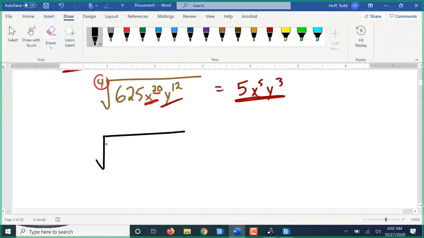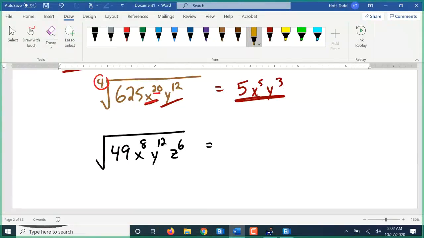So if we have a square root of 49, x to the 8th, y to the 12th, and z to the 6th. What's the square root of 49? 7. Good. Now, square root, it's not written in there, but this little index here is a 2. So, what do we do to the power of x? X to the 8th becomes what? X to the 4th. Very good. 8 divided by 2 is 4.